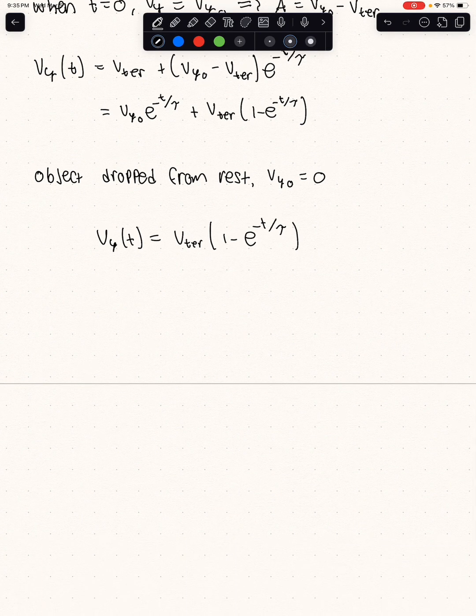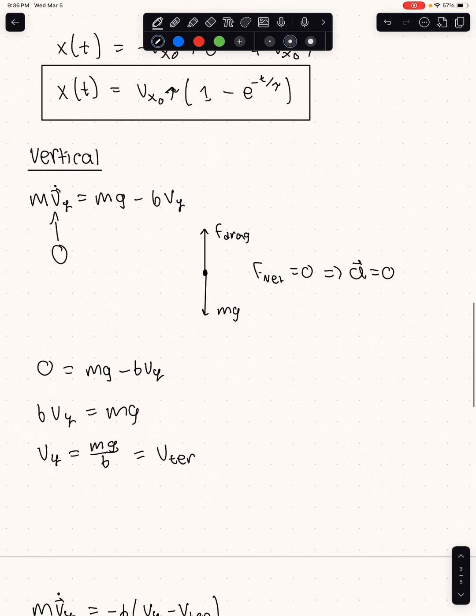What this would look like if you graph it: on the x-axis, or this horizontal axis, we'd have time, and here we would have the velocity in the y direction. What this is going to do is approach terminal velocity asymptotically, right?